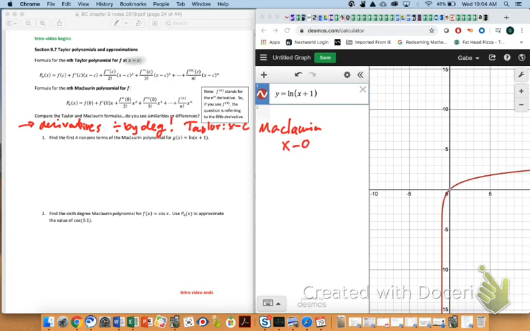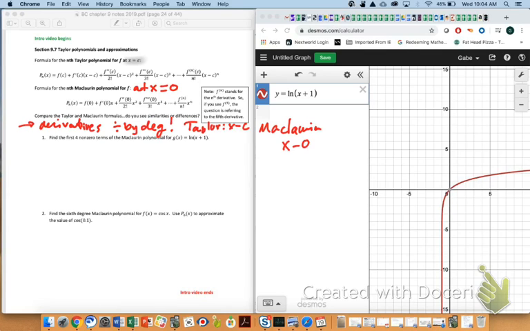So for Maclaurin, what do you think the c value is? 0. Yeah, it's at x equals 0, our centering point there. So you could say that a Maclaurin polynomial is simply a Taylor polynomial centered at 0. So they are genuinely the same thing. It's just the Maclaurin is specifically at 0, whereas the Taylor polynomial could be any particular centering value we choose, or perhaps chosen for us.